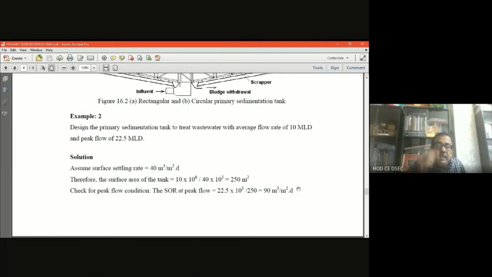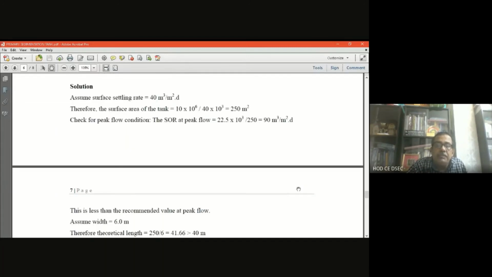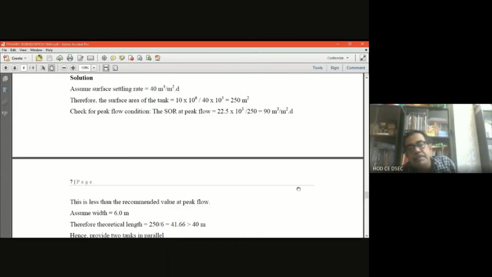Now with this surface area, let us check the peak flow, that is the overflow rate at peak condition, which I have told you has to be between 80 to 120. Now the maximum peak flow is 22.5 million liter per day, that means 22.5 into 10 to the 3 meter cube per day. If you divide by 250, what is the surface overflow loading rate at peak flow condition? It is 90 meter cube per meter square per day, which is less than 120 meter cube per meter square per day. So this is okay. I have checked.